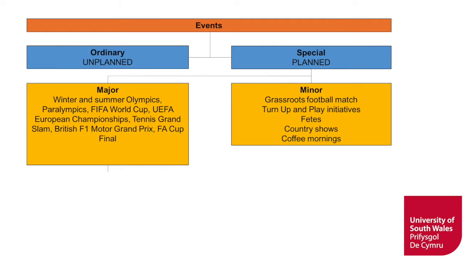How did you get on? Well, I've just put a few on the screen now, so we'll just quickly run through some of the answers or the way in which I've looked to populate this. It's not an exhaustive list. You may have come up with many more. Major events, well, it could be the Winter or Summer Olympics, the Paralympics, FIFA World Cup, European Championships, and the others listed there. Minor events, it could be a grassroots football match, or a turn up and play initiatives, fetes, country shows, or just a coffee morning.